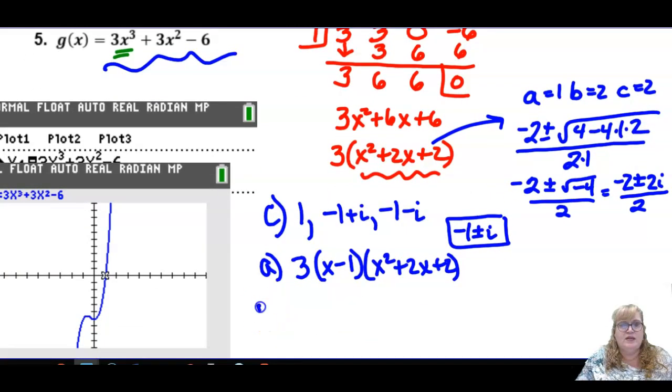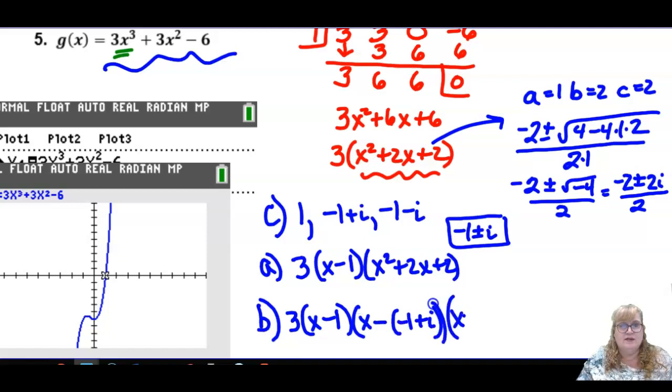But then part B said write it out as linear. So I have a 3 and an x minus 1. But the other 2 factors would be from these. So I would have x minus negative 1 plus i, and x minus the other one, negative 1 minus i. And I'm going to just say it's okay to leave it just like that. We don't need to get rid of the extra parentheses by distributing the negative.